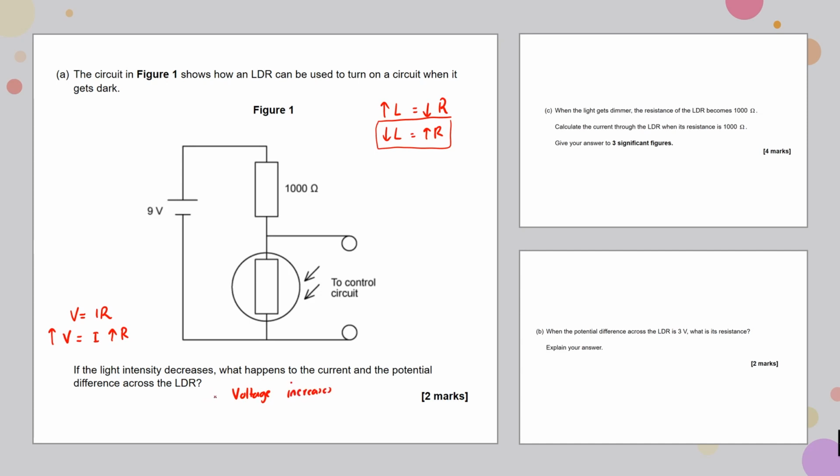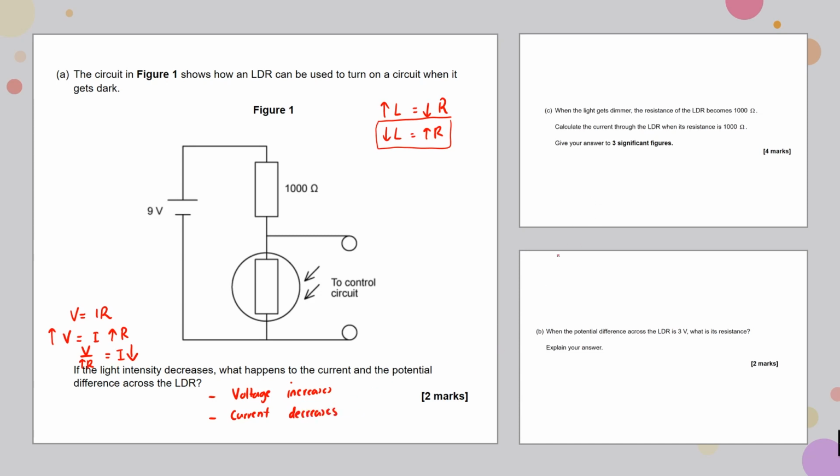Okay, that's number one. Number two is if the resistance increases and we make I the subject, we have I is equal to V over increased R. We can automatically see when the denominator gets bigger, the overall answer will get smaller. So the current has to decrease. So using the equation, we can say the voltage increases and the current decreases.